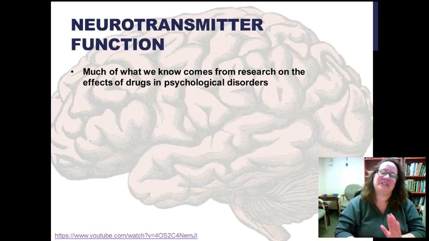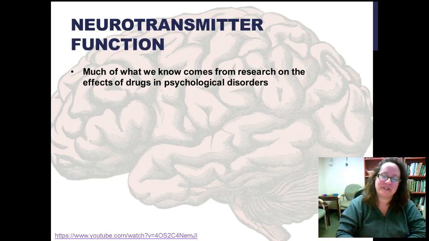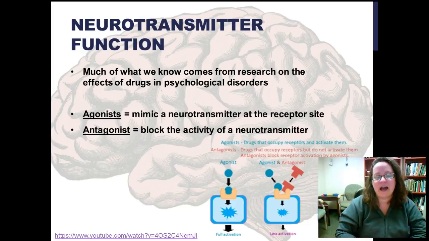So for neurotransmitter function, most of what we know about how neurotransmitters work is from studying drugs and psych disorders. We know that some are agonists. These mimic neurotransmitters at the receptor site. Some are antagonists. These will block the activity of a neurotransmitter. And these are actually the drugs, so not necessarily the neurotransmitters themselves, but these drugs that we would prescribe for psychological disorders.